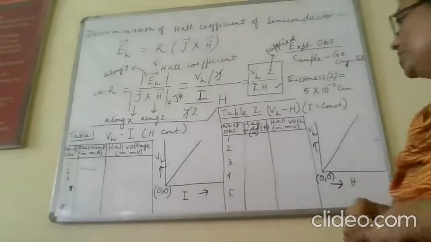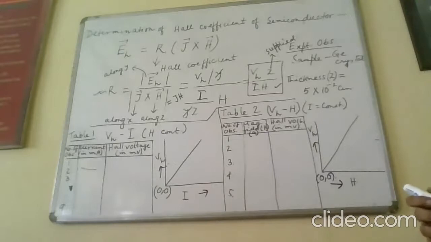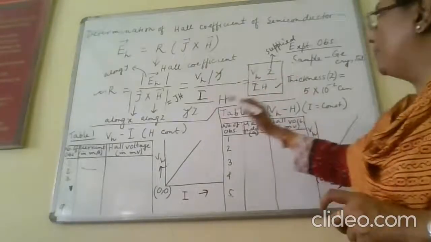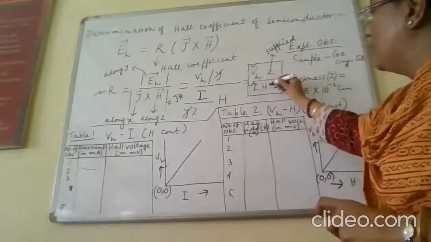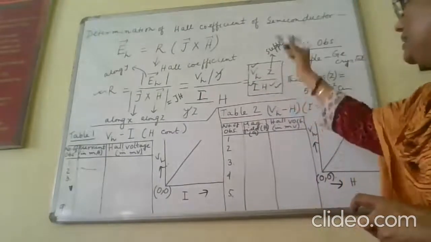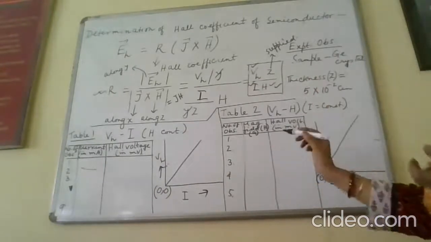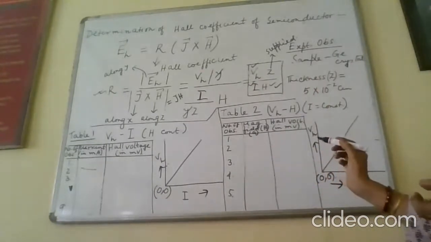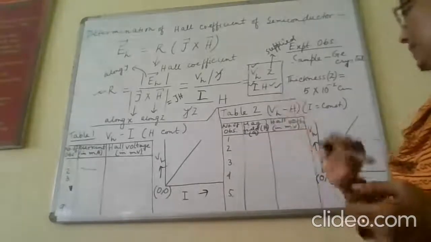Now the question which comes to your mind is, how do we determine the value of R? Because to determine the value of R, we need one set of H, one set of I, and one set of VH for a given Z. Isn't that so? Now here we are getting 2 graphs with 2 variations of VH. How to match them?